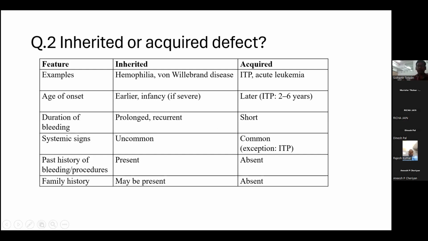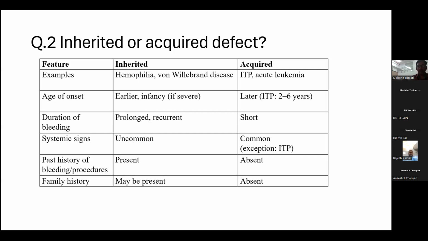The second question we start thinking about is, are we dealing with an inherited or an acquired defect? Usually when you have an inherited disorder like hemophilia, one would look at a more prolonged duration of illness, and there will not be any systemic signs. There will be only bleeding, and there might even be past history of bleeding or some procedure-related bleeding. Often you will get a family history.